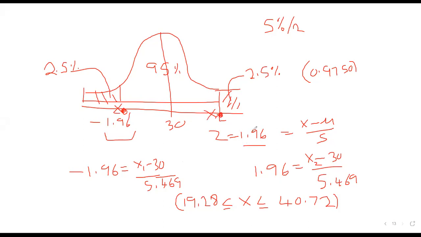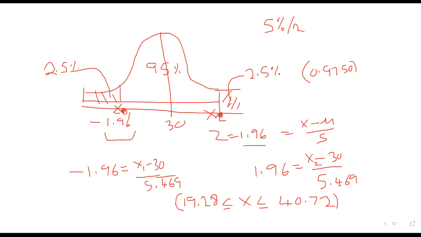When we use this formula, Z is equal to x minus mu over standard deviation, here we put 1.96 for x2, then our mu is 30 and our standard deviation is 5.469. When we cross multiply, we find our value of x2 as 40.72. And when we cross multiply this side, we find the value of x1 as 19.28. So this is a range. After finding the range, that is the interval that the examiner is looking for.